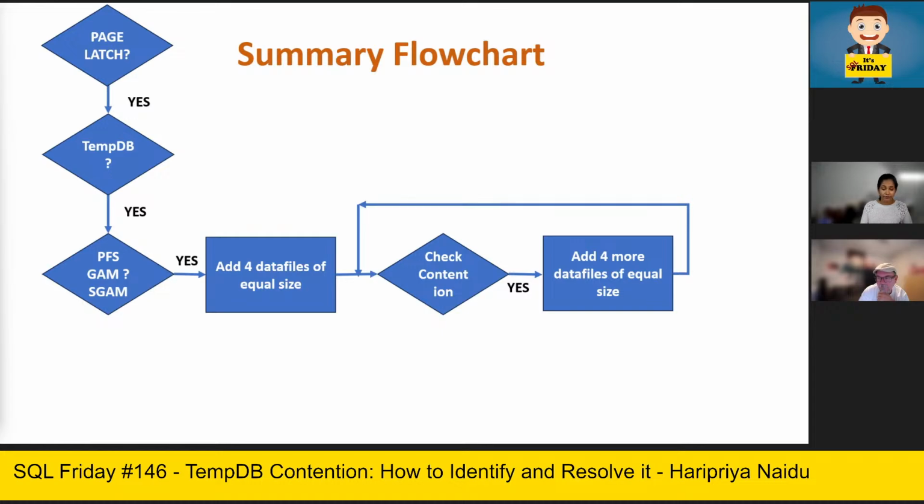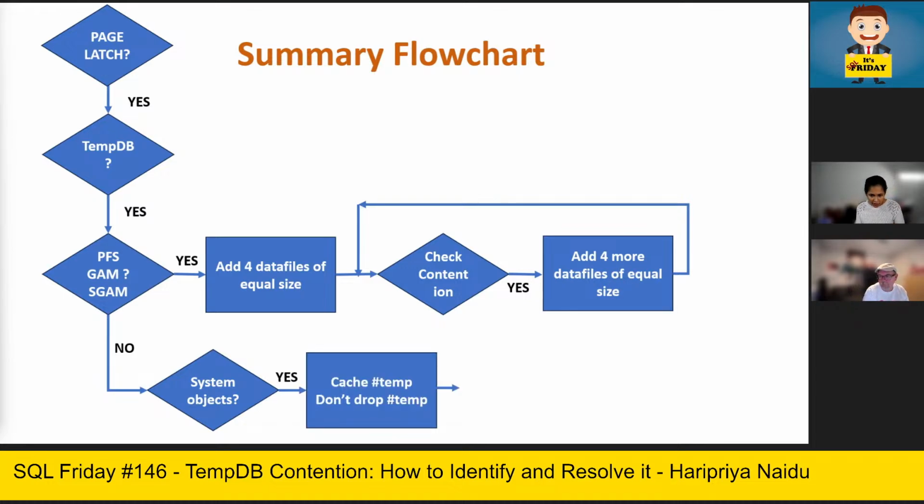Okay. But if you are not seeing this on PFS, GAM, SGAM, and instead you see the page latches on system objects, what should you do? Work on caching the temporary objects and avoid dropping the temporary objects. So do this in your stored procedures. You will be able to see a lot of reduction in page latches, which means reducing contention.